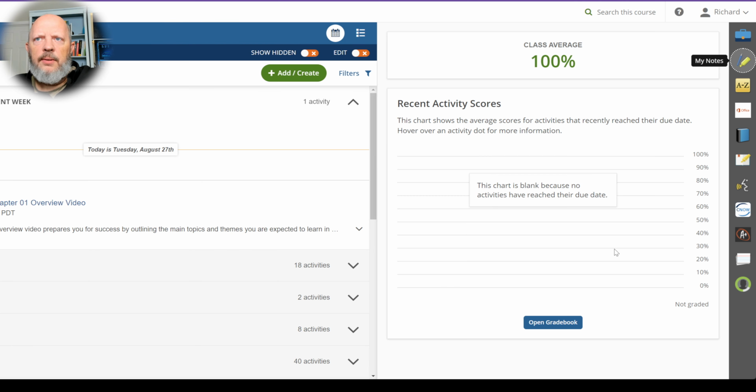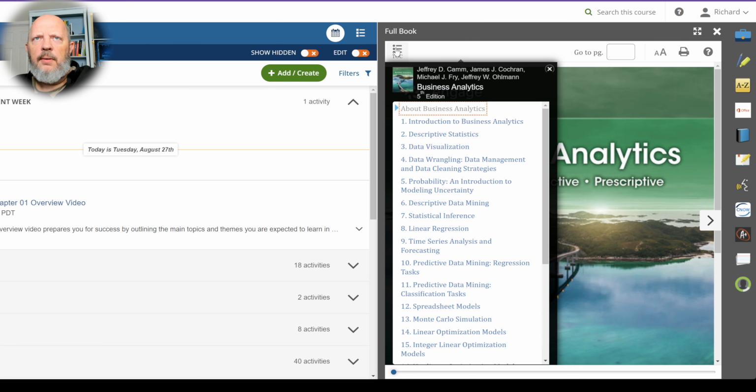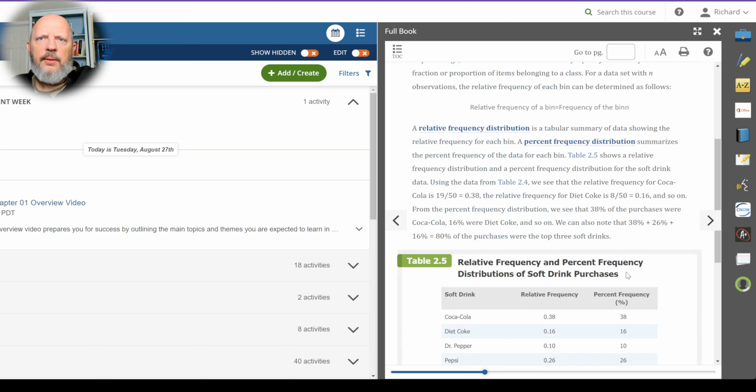Here's Evernote. But again, right here, full book. Table of contents, chapter 2. Say I want to learn about rules and frequency. Boom, it's right there.